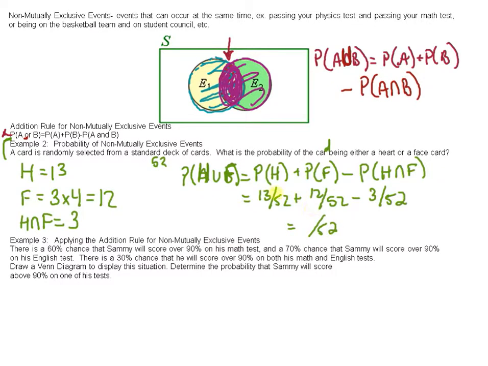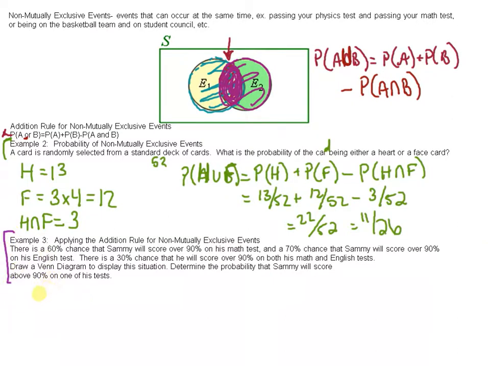So what we're trying to do is add 13 plus 12, and we get 25, but then we have to subtract 3, so we get 22. So it's 22 over 52, which reduces to 11 over 26. That's the probability. Or we can see something in a word problem, like example 3.